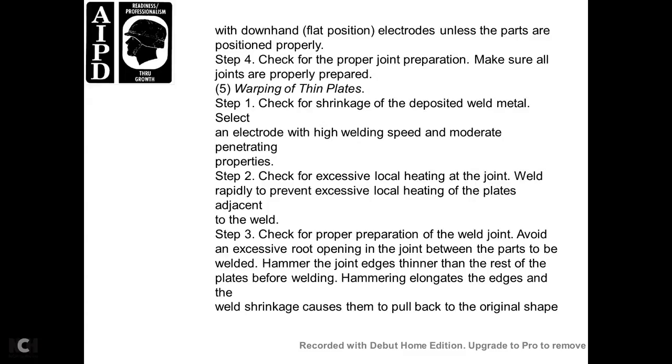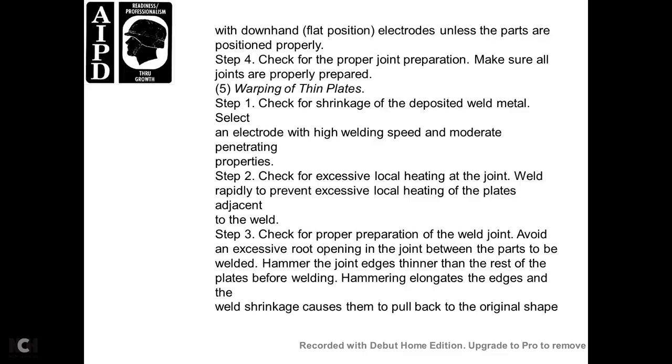5. Warping of thin plates. Step 1, check the shrinkage of the deposited weld metal. Select an electrode with a high welding speed and moderate penetration properties. Step 2, check for excessive local heating of the joint. Weld rapidly to prevent excessive local heating of the plates adjacent to the weld.